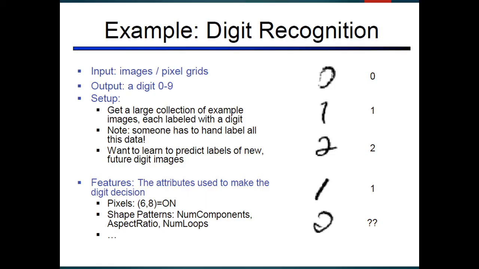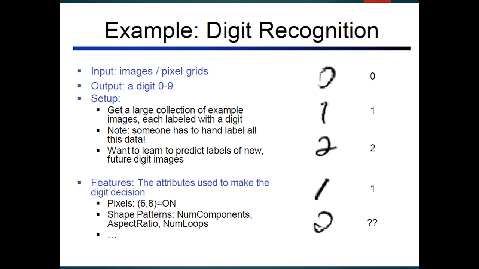Let's see another example, a digit recognition example. Here the input will be pixel and grid. As computers can't understand image, it breaks down image into pixels. The output, as we know, will be a digit from 0 to 9. In its setup, we'll need a large collection of examples, and again this time, someone has to label each digit and hand label all this data, and then it will be able to predict labels of new future digit images.